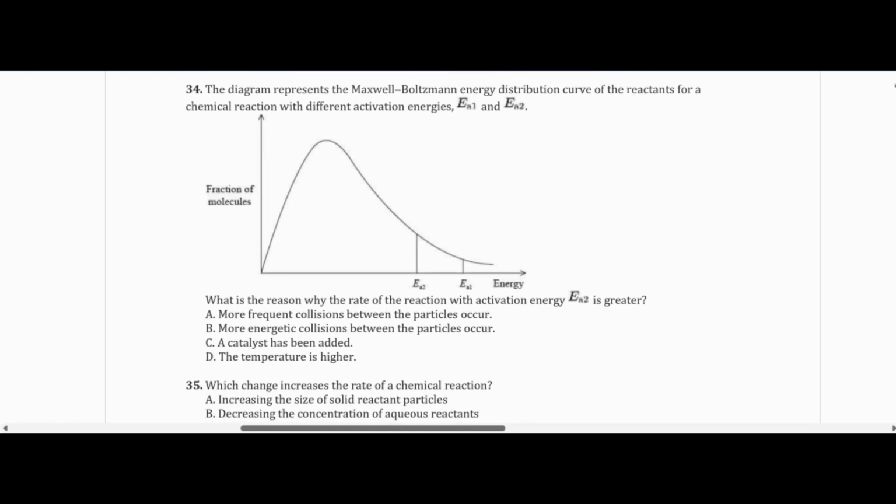34. The diagram represents the Maxwell-Boltzmann energy distribution curve of the reactants for a chemical reaction with different activation energies. What is the reason why the rate of the reaction with activation energy 2 is greater? Well, if we're fiddling about with the activation energy, it must be to do with catalysts. And if we require less energy for a reaction to occur, because as you can see, the second activation energy is less energy, it means a catalyst must have been added. C.